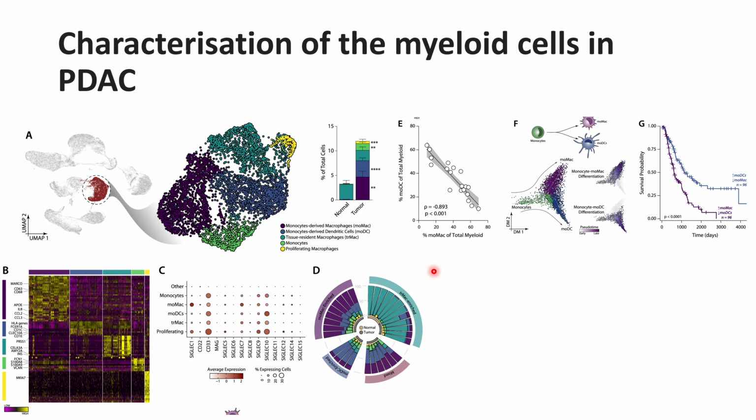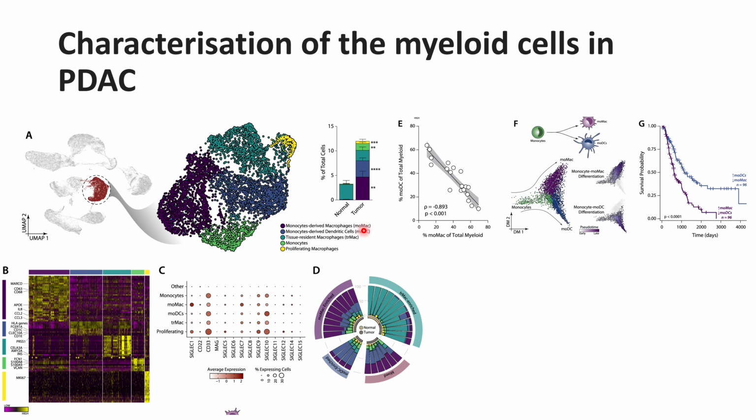So thereafter, once they found that the myeloid cells play a role in pancreatic cancer immune evasion, they decided to characterize these myeloid cells, and when they characterized them, they found different populations. Some of the monocytes are differentiated into macrophages, some are differentiated into dendritic cells, some remain as monocytes, and some are converted into proliferating macrophages.